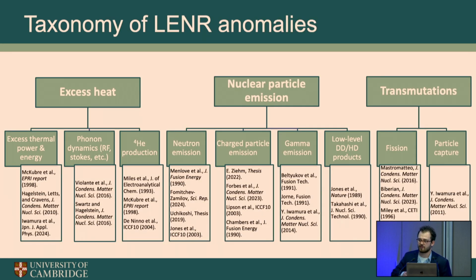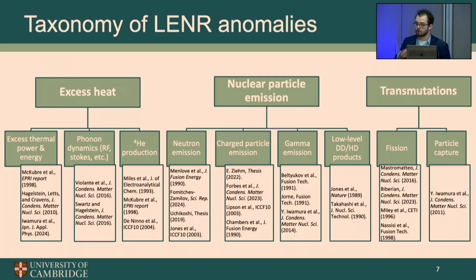So I'd like to provide a sort of taxonomy for LENR. You can break it down, at least the way I like to, into excess heat observables and observables that are correlated with excess heat: nuclear particle emission, both unconventional nuclear products but also low-level DD products, and transmutations, fission, and also particle capture, which has been reported on very well by Iwamura and colleagues.